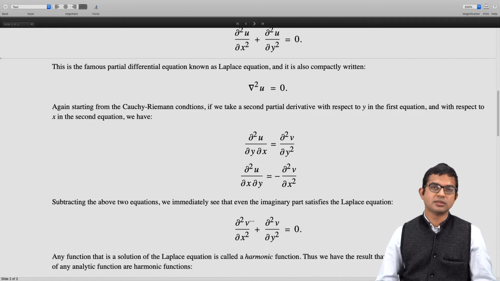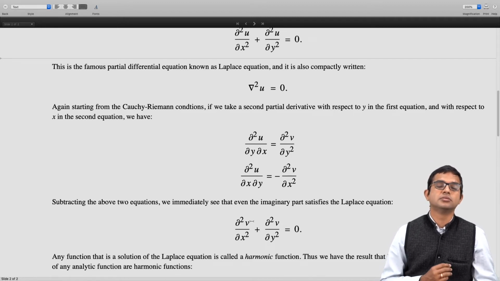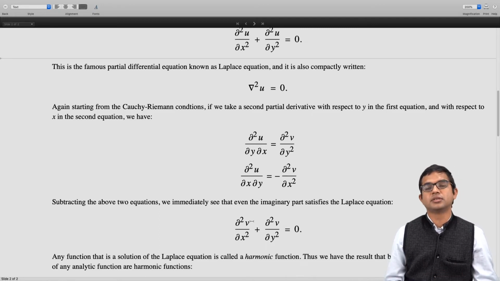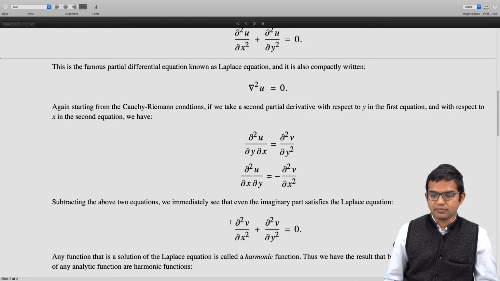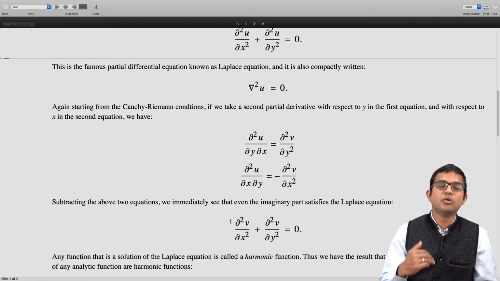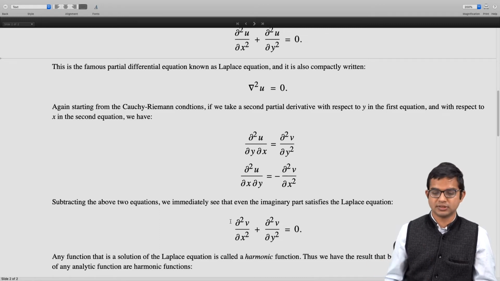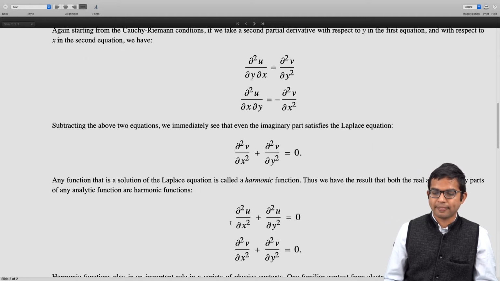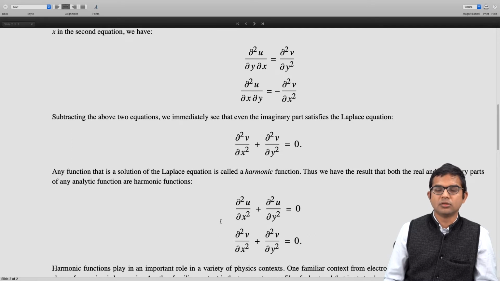So we have the result that an analytic function automatically gives us two harmonic functions. The real part of an analytic function and the imaginary part of an analytic function, both are harmonic functions. But it's not enough to take any two harmonic functions and couple them together with an i, because then you cannot be sure of having an analytic function. An analytic function is more than just two harmonic functions. It for sure gives you two functions which are harmonic, but it's a little more than just that.